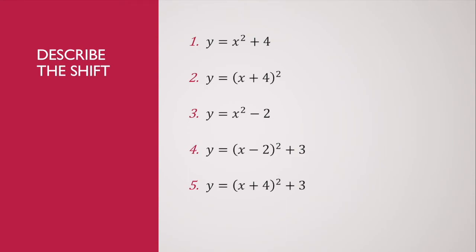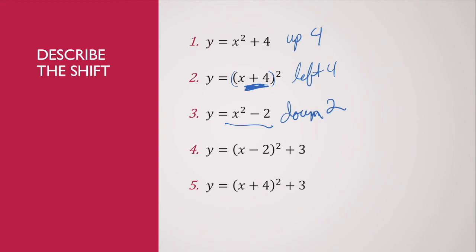So let's put it all together and describe the shifts. If I have y equals x squared plus 4, that's going to be shifted up, so vertically 4. If I have y equals (x plus 4) squared, with those parentheses, that's going to be shifted to the left 4. The parentheses tell us it's a horizontal shift, and we remember it's opposite. It's not going to go to the right, it's going to go to the left.